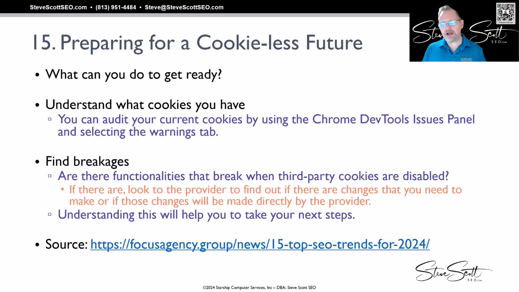So there are some functionalities that break when third-party cookies are going to be disabled. If there are, you want to look to the provider to find if there are changes that you need to make, or if those changes will be made directly by the provider. So again, if you're using a third-party tool to do some advertising on other websites, and when people hit your website, you're putting these third-party tracking tools on them, you have to understand what's going on there. So understanding it's going to help you take your next step. So again, it's coming right now, right?